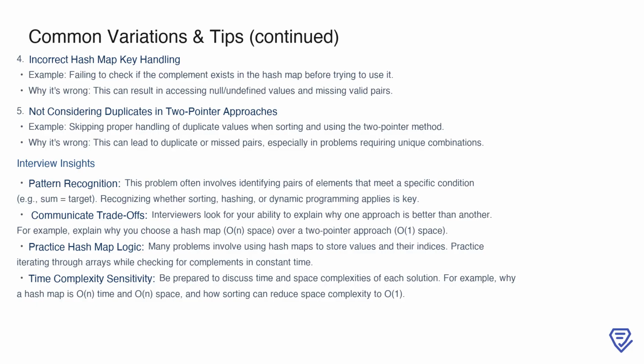Interviewers also value your ability to articulate trade-offs. If you choose a hash map for O(n) time complexity, explain why you prefer it over a two-pointer approach, which uses O(1) space. Practicing hash map logic is vital, as many problems require checking for complements efficiently while iterating. Finally, always be ready to discuss time and space complexities. For example, you should know that a hash map solution runs in O(n) time and uses O(n) space, while sorting-based methods may reduce space usage at the cost of a slower O(n log n) runtime.